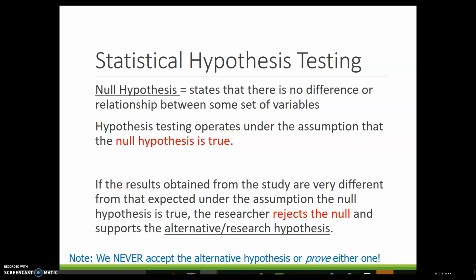The entire statistical tests that we talk about are based on the assumption that the null hypothesis is true. Therefore, we have to show evidence that the null hypothesis is not true so that we can reject it and support the alternative. We never accept anything, and we're never trying to prove anything. We're just trying to see, can we reject this idea and support something else?